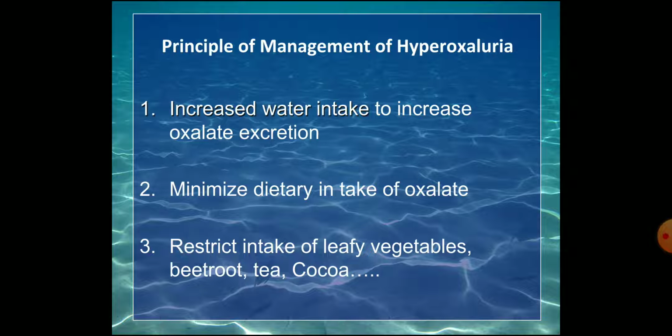Restrict the intake of leafy vegetables, beetroot, tea and cocoa. These are the things which contain plenty of oxalates. So restrict these types of diets and also drink plenty of water so that whatever oxalate is produced will be easily washed off through the urine.